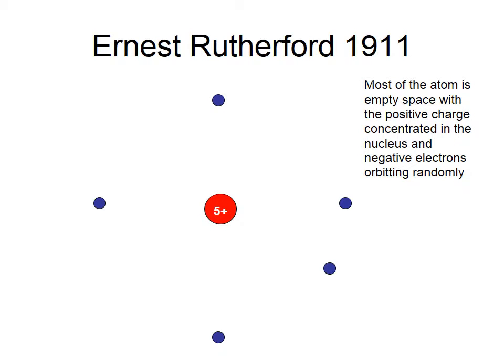So the model he proposed for the atom said that most of the atom was empty space and that there was a nucleus in the centre of the atom, and this contained a positive charge. The electrons orbited randomly around the nucleus.